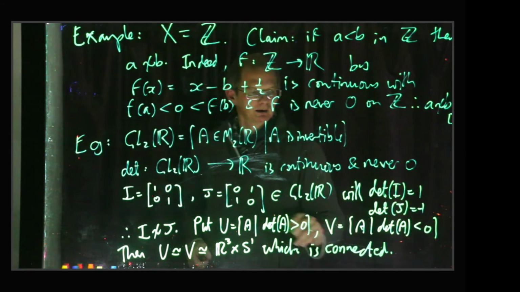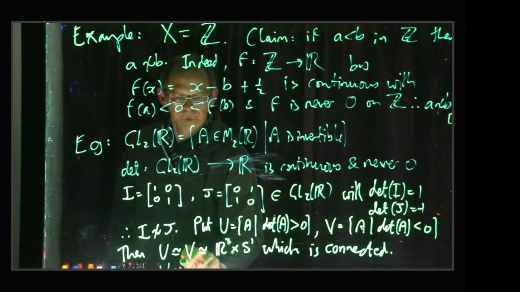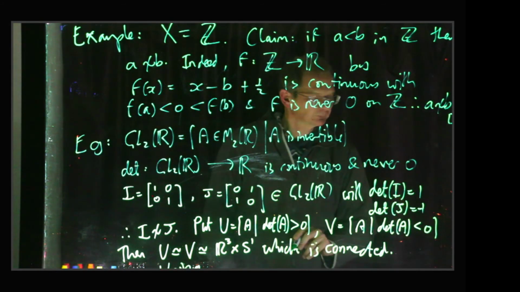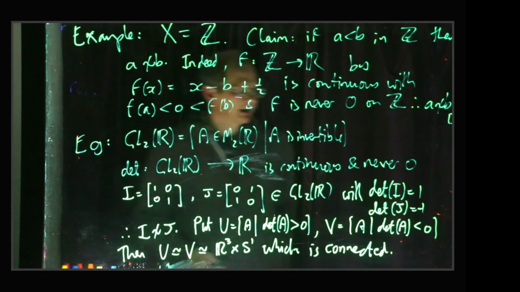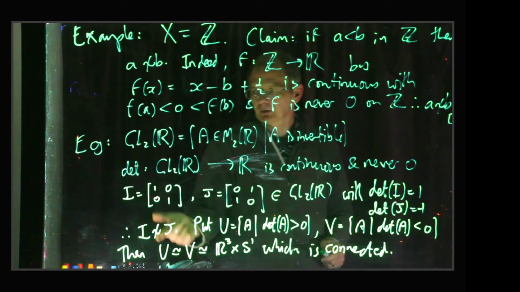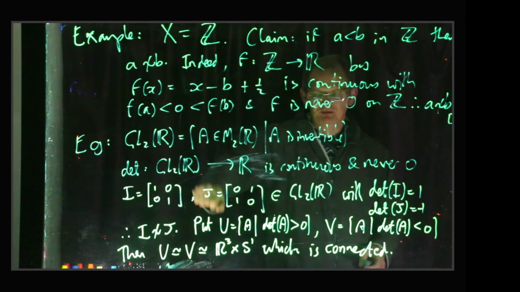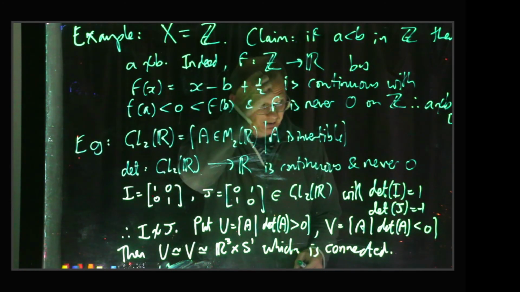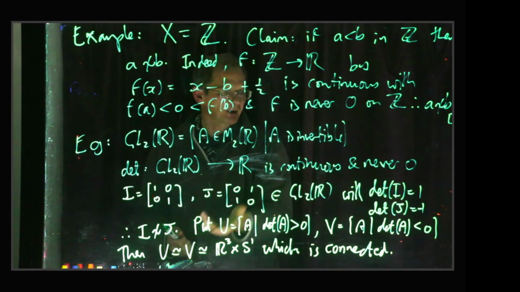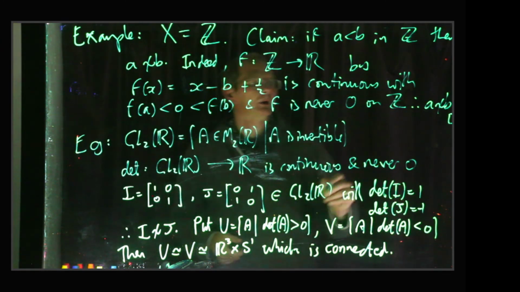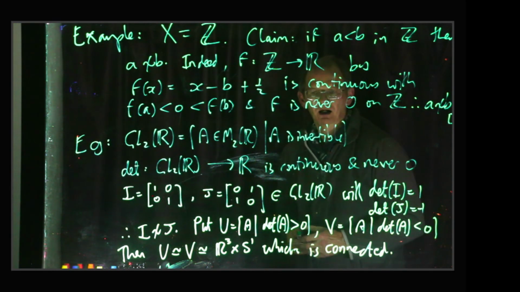So you can check that pi0 of GL2R, the set of connected components, well, U and V are each connected components, and they're the only two connected components. So pi0 of GL2R is just going to be the set {U, V}, which has size 2.